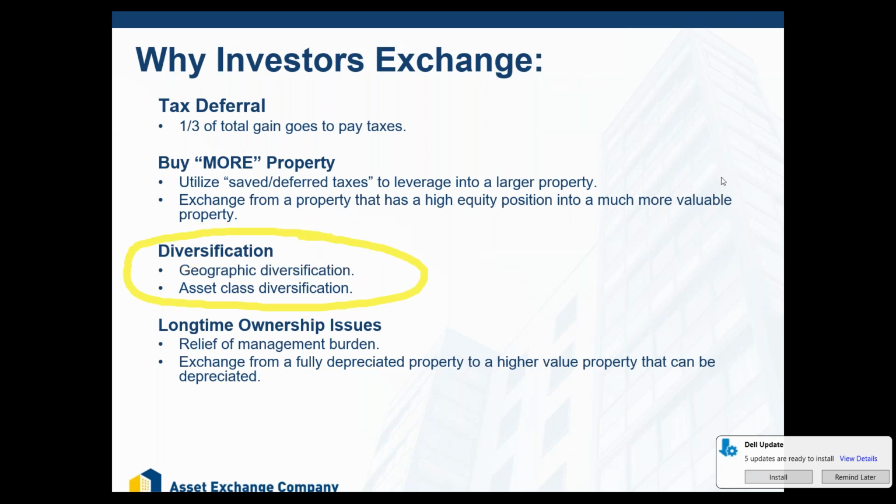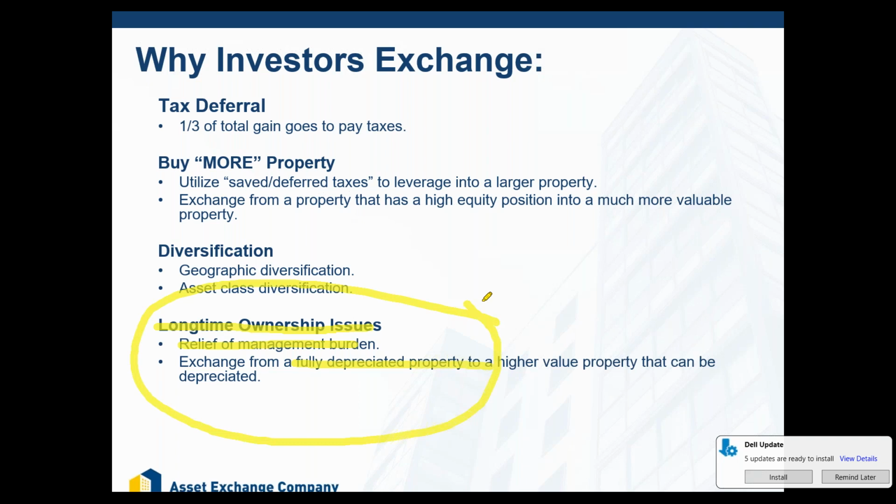And then people also consider 1031 exchanges because of time. Two things happen over time when you own real estate. Number one, you get sick and tired of it. And number two, your property becomes fully depreciated. And both of those, ladies and gentlemen, are very good reasons to consider an exchange.